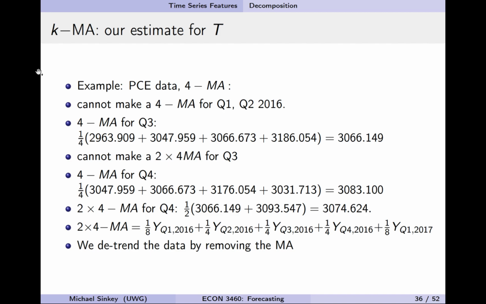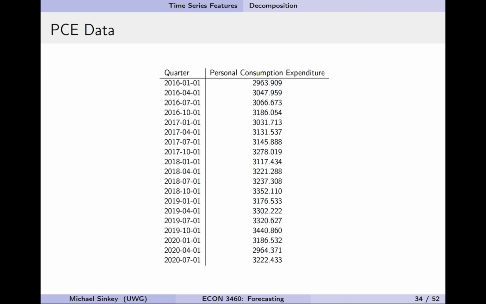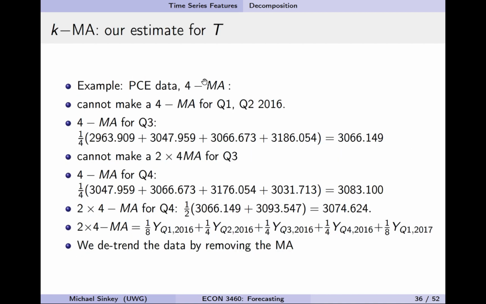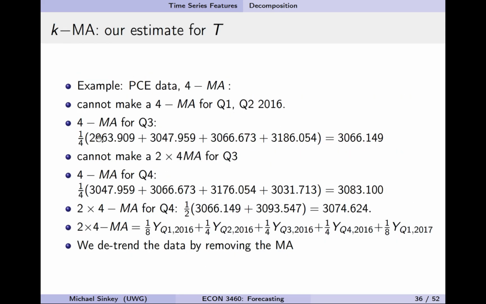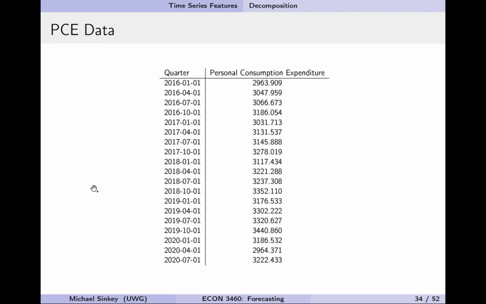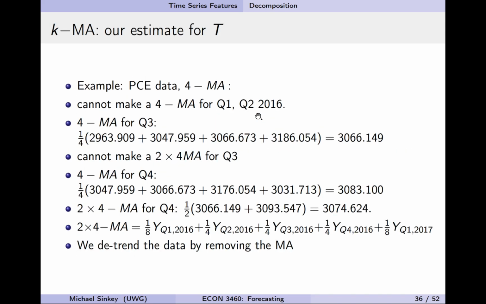Let me give you an example with this personal consumption expenditure data. For the 4-period moving average, I can't make one for period 1 and period 2 because I don't have periods in the past to do it with. But for period 3, I take quarters 1 and 2, quarter 3 and quarter 4, and I average them together, just add them up, to get this average. Then I do a 4-period moving average for quarter 4: I take quarter 2, quarter 3, quarter 4, and quarter 1 of the next year, and average these together to have another 4-period moving average.